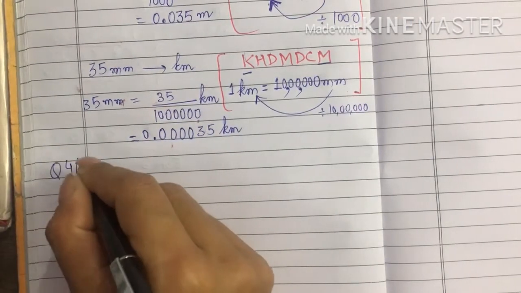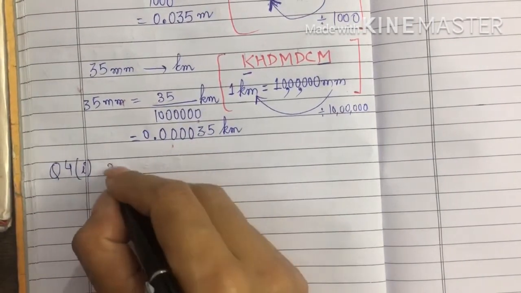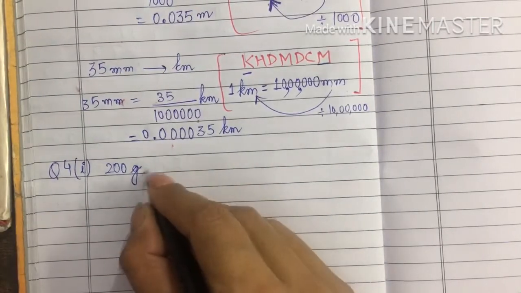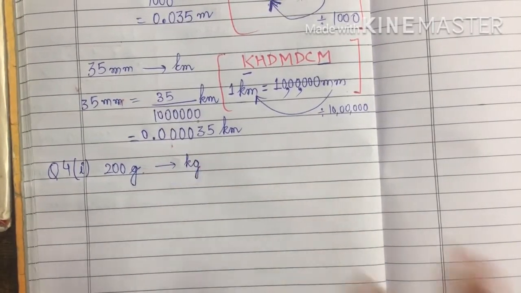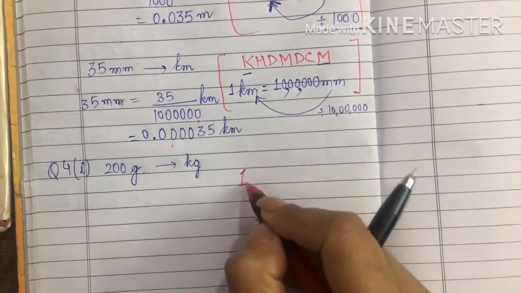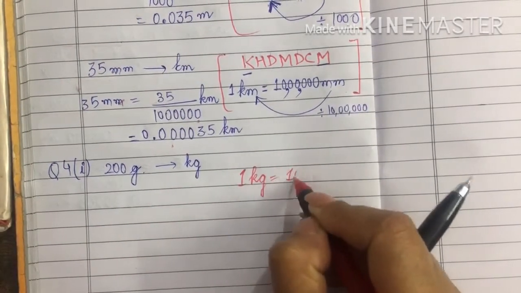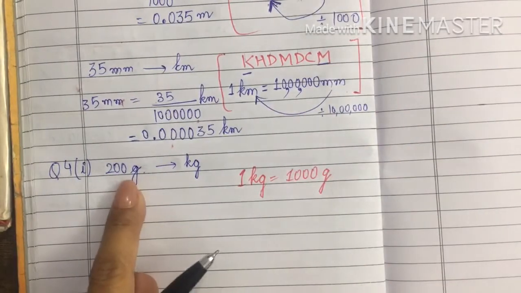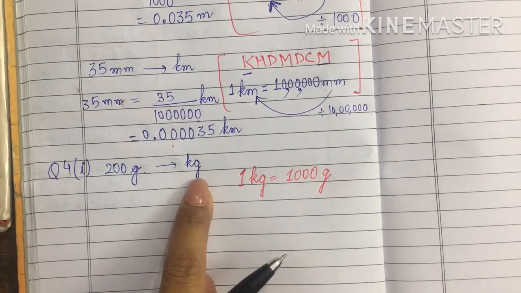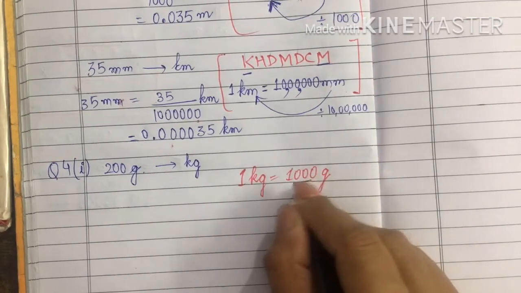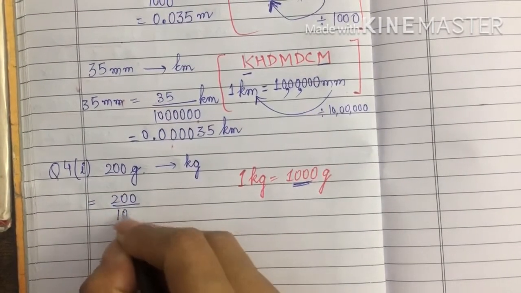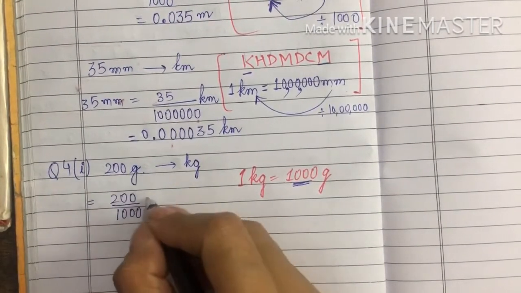Question number 4, first part, I have 200 grams. And I want to change it into kilograms. Now what I know about the relation is 1 kilogram has 1000 grams. Again, I've got small units here. The answer is needed in bigger units. So I want to divide. So I will be dividing by 1000. So this will be 200 divided by 1000, and this becomes kg.